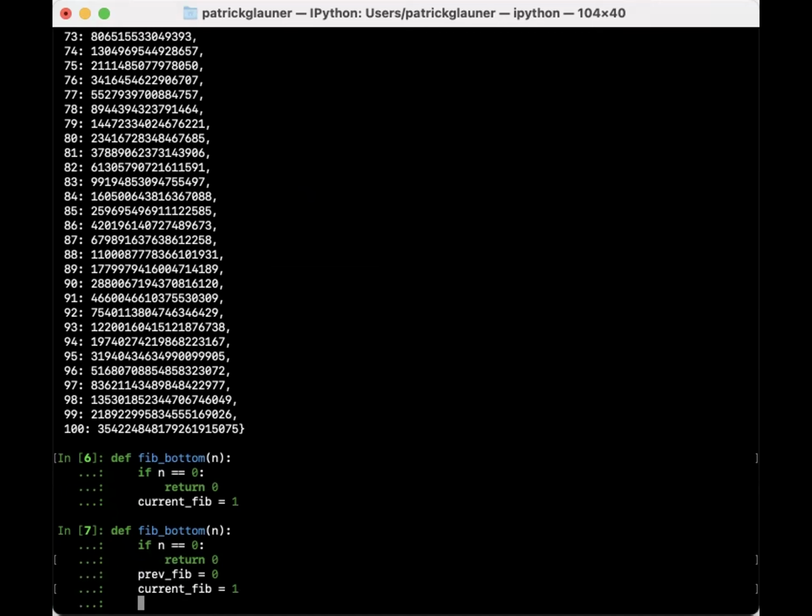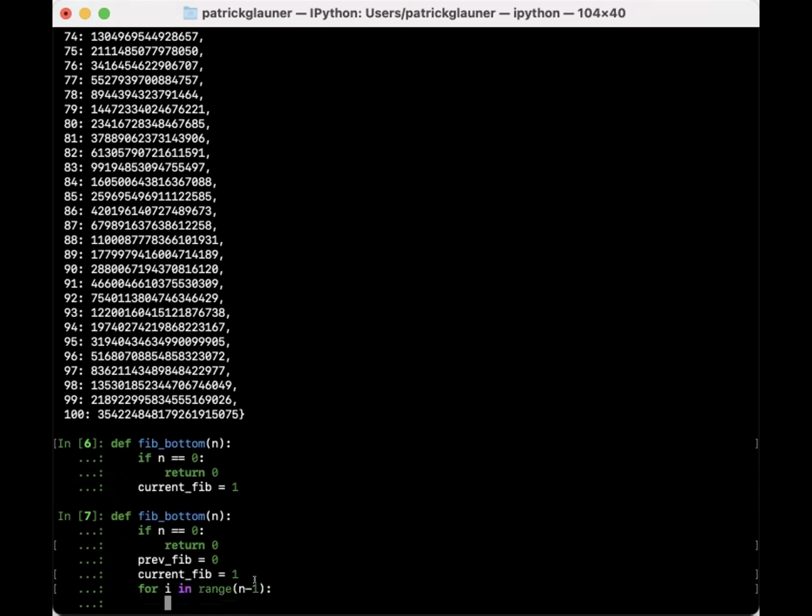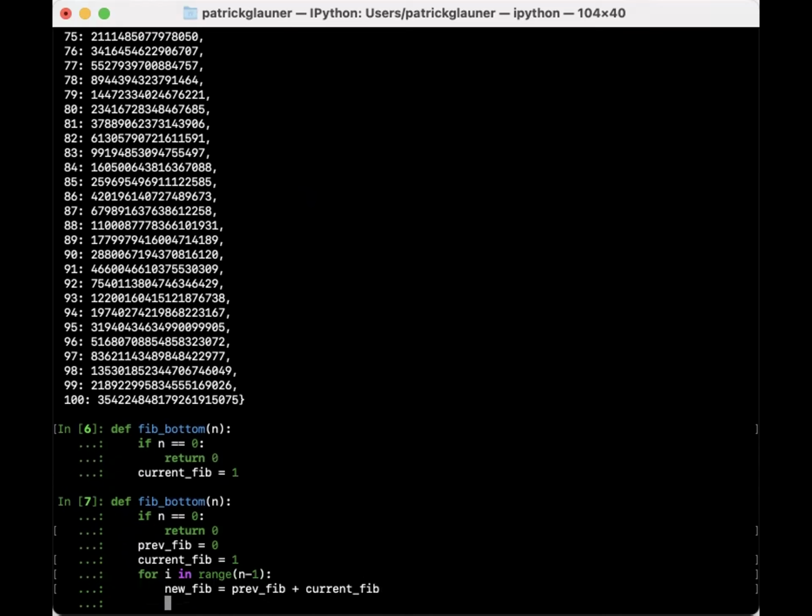And the way I can do this is the following. I will have a loop, and I say for index in range of n minus 1. I'll explain you later why this is n minus 1 and not n. And I need to calculate now the next Fibonacci number. So the new Fibonacci number is just the previous Fibonacci number plus the current one. So previous and current is the new one. And I later want to return my current Fibonacci number.